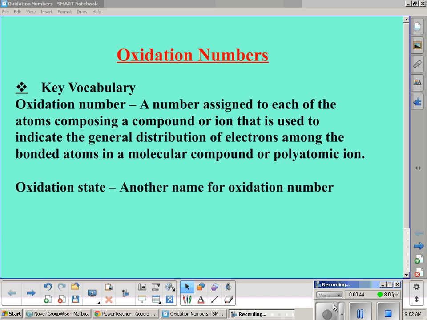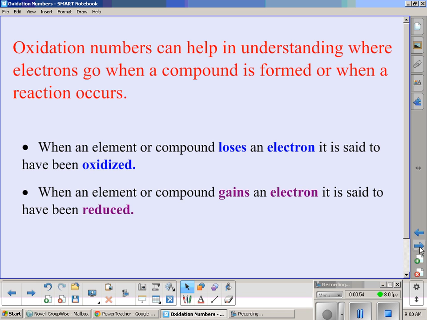an oxidation number. So this whole thing we're going to talk about is really who, or which element rather, is seen as having the electrons. So oxidation numbers can help us in understanding where electrons go when a compound is formed or when a reaction occurs. You already know about electronegativity, and an element with a higher electronegative value is seen as having a greater draw on the electrons. So it's kind of related.